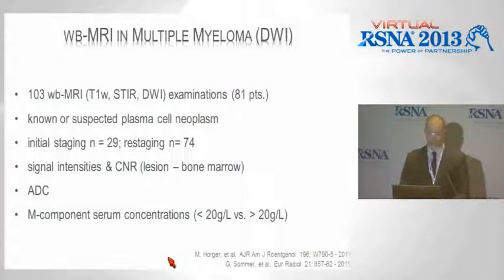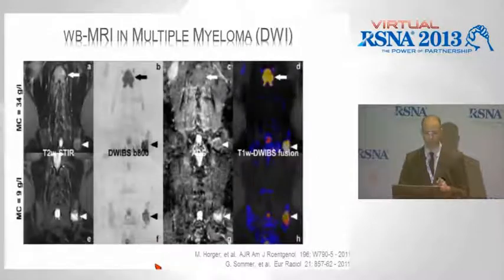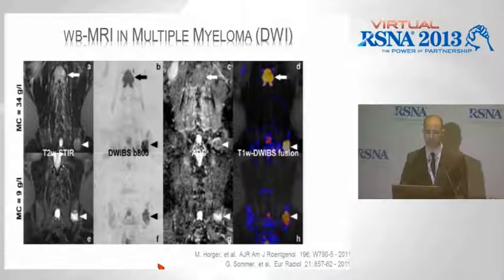There are also some advanced applications you can do. If you look at diffusion-weighted imaging, not only lesion detection, but you can look at ADC values. In this study, they compared the ADC values with the M component, the serum concentration, and what they found is the M component is like a biomarker of disease activity and aggressiveness, that it correlates.